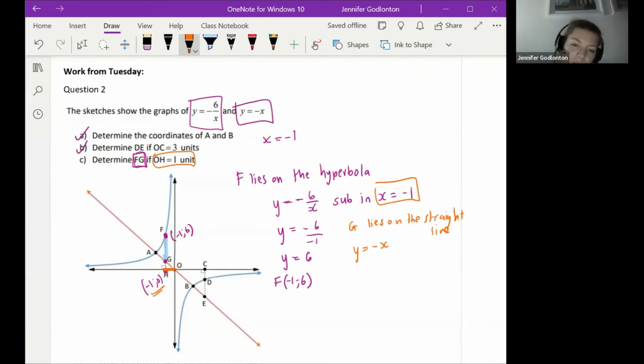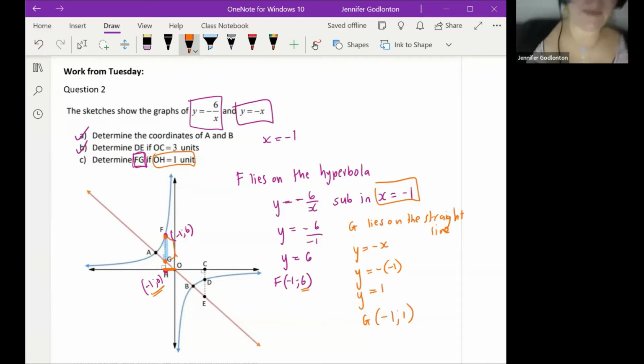And so that told me that all of my x values in that straight line would be -1. Okay, so then y would be equal to -(-1), which is equal to +1. And so my coordinates for G are going to be -1 and 1. And so if my coordinates for F have y as 6 and my G is 1, then the distance between those two, 6 minus 1, is 5 units. So my distance is going to be 5 units long.